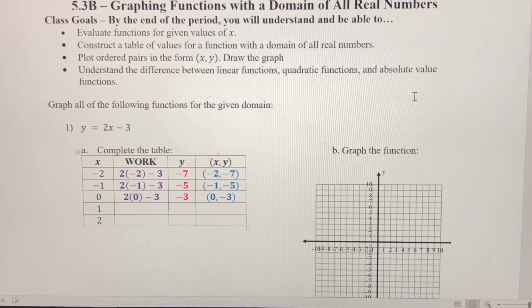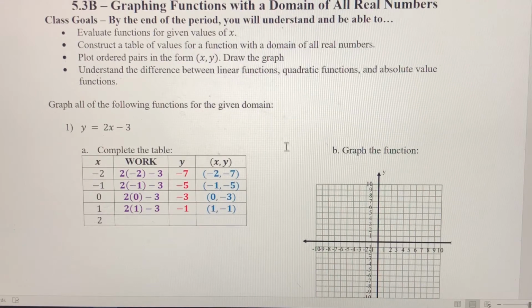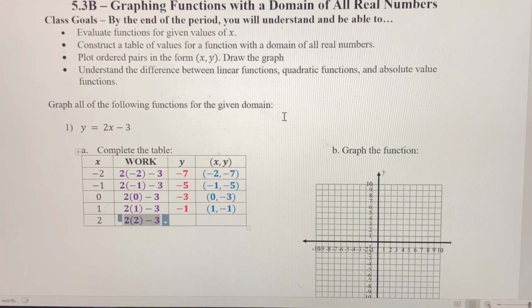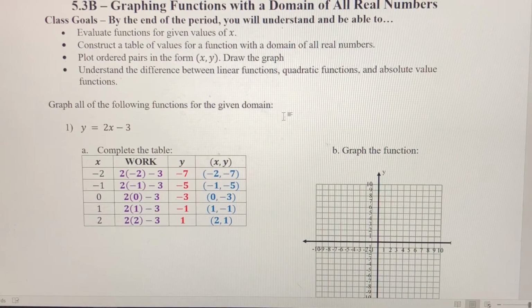Let's plug in 1. So 2 times 1 is 2. 2 minus 3 is -1. So that gives me an ordered pair of (1, -1). And let's plug in 2. We get 2 times 2 is 4. 4 minus 3 is 1, which gives me an ordered pair of (2, 1). All right, so let's draw that graph.